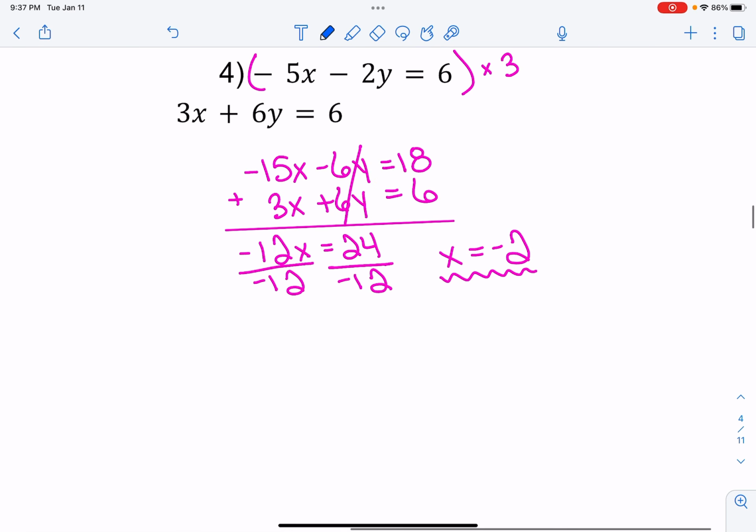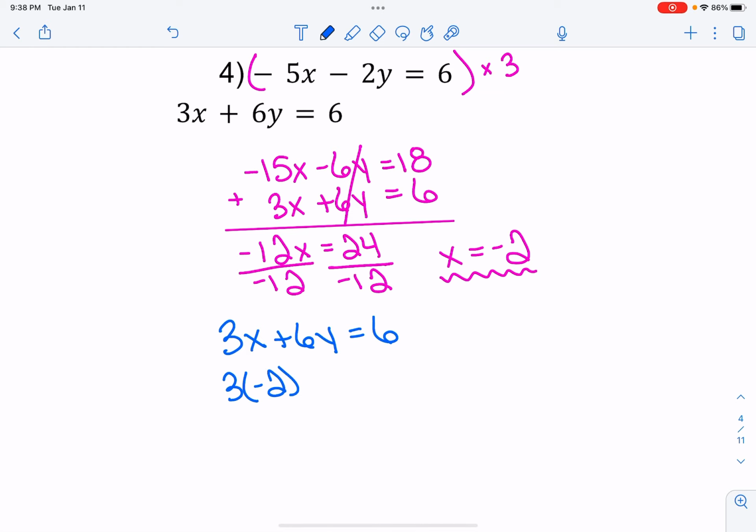So now we plug that back into one of our equations. I usually try to pick the equations where there's either smaller numbers or all positive numbers, just so it feels like there's less room for error. So I'm going to go with 3x plus 6y equals 6. And then I'm going to plug in that negative 2 for x.